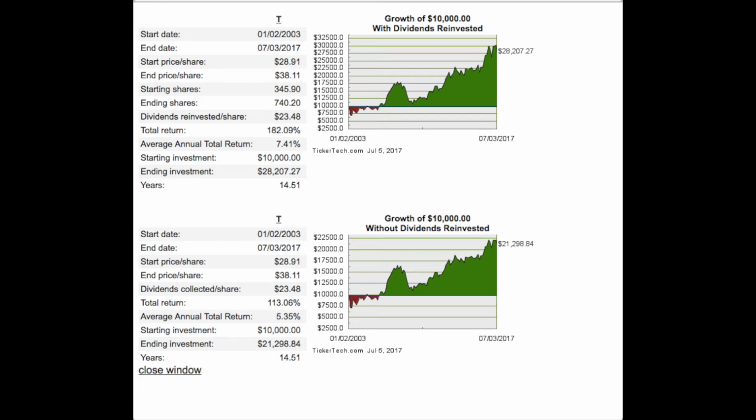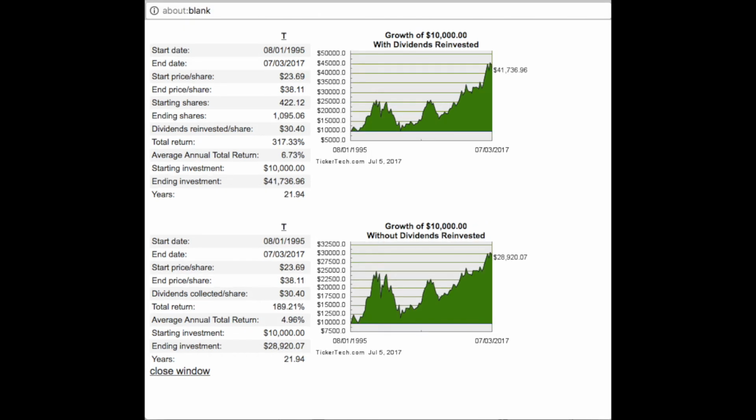The average annual total return for dividends reinvested was 7.41% versus 5.35% without dividends reinvested. And dividend reinvestment just continues to snowball the longer you are invested. Now we'll take a look at a chart for AT&T from 1995 to present with dividends reinvested versus without dividends reinvested. And as you can see, the results are even more significant than from 2003 to present.